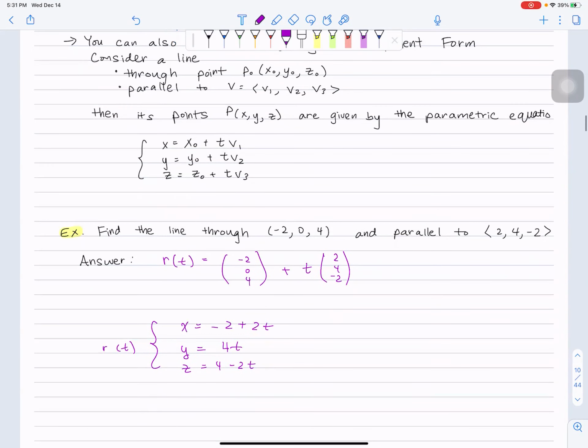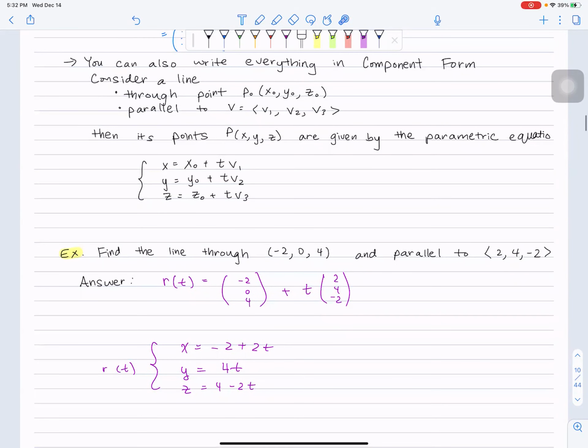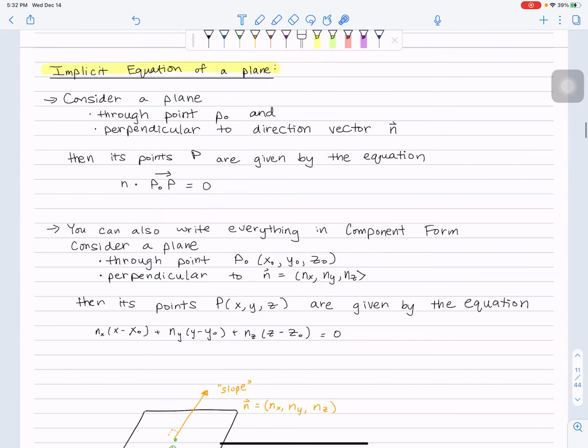Okay, and we can also write the equation of a plane. So similarly, for a line we always need a point and a direction vector. For a plane, we also need a point, but now we're going to need the normal vector. So you always have to find the normal vector.